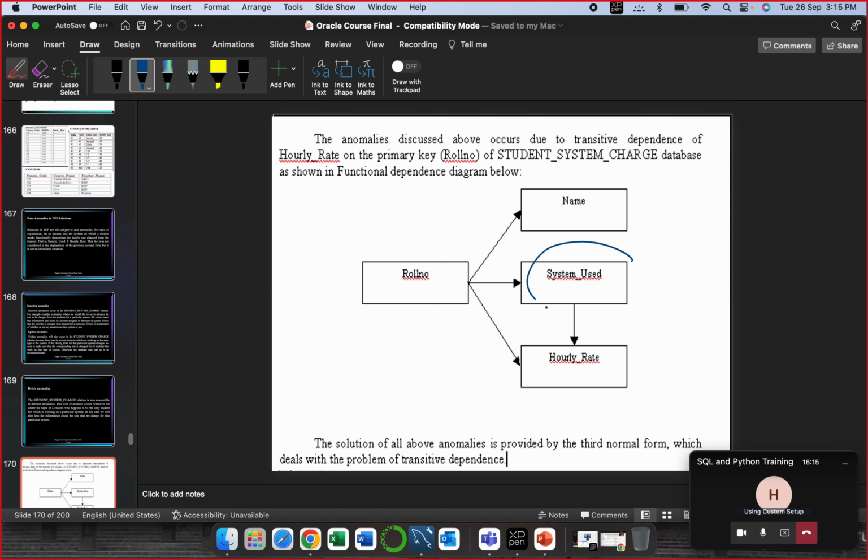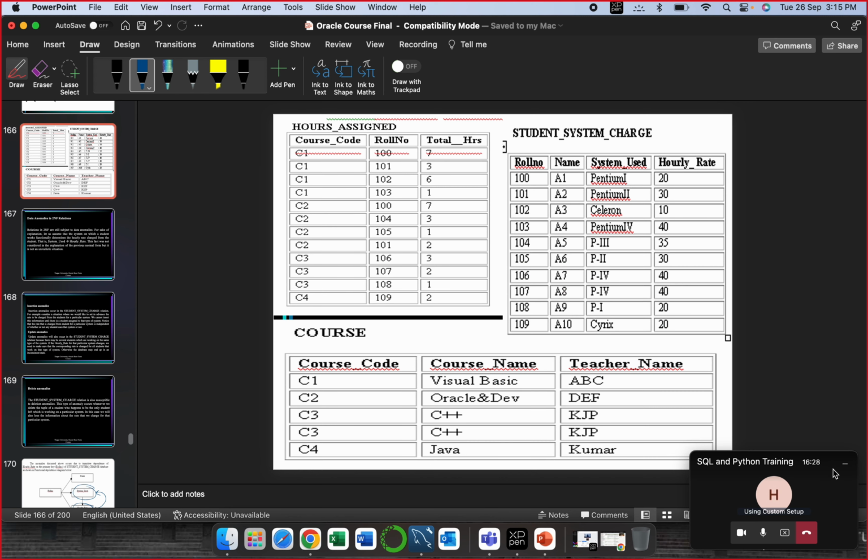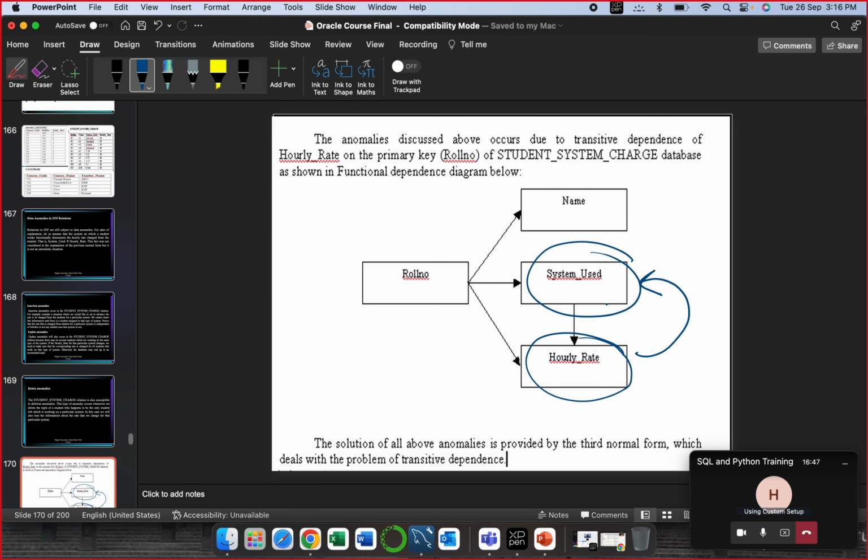So system used and hourly rate. For every hourly rate, I have to look at the system. If I have to update a system, or if I have to update the hourly rate, let's say I need to enter another system which is quad core processor or Pentium quad core Intel i5 processor or i7 processor with an hourly rate of, let's say, 50 rupees per hour. Then it is dependent on the system. It is not dependent on the roll number directly. That shows that there is a transitive dependence between hourly rate and system used. Hourly rate is dependent on system used.